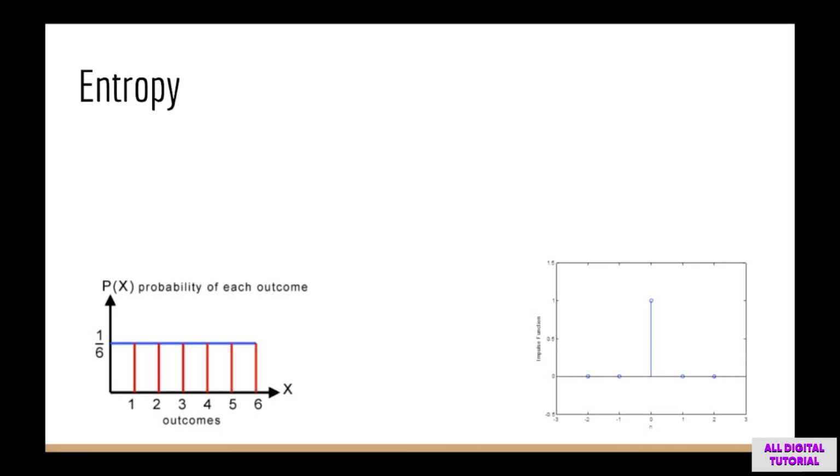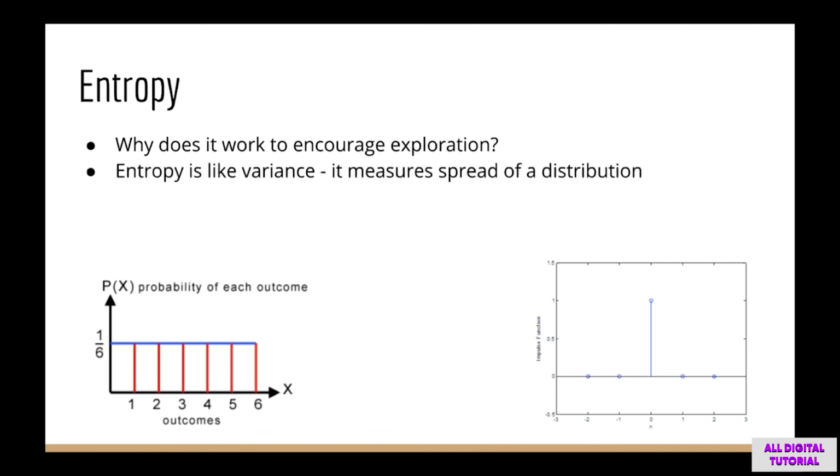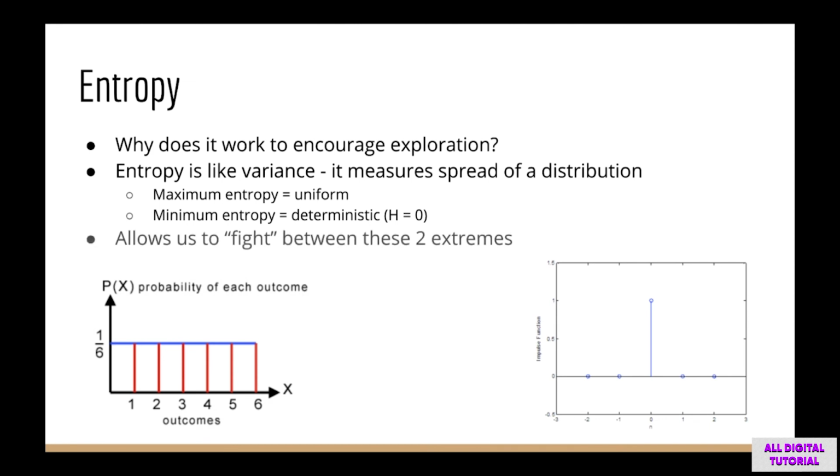In practice, what this does is it encourages exploration. If you recall, entropy is somewhat like variance in that it measures the spread of a distribution. We get the maximum entropy when each event has equal probability, and we get zero entropy when all the probability goes to a single event, or in other words, the outcome is deterministic. So using entropy as a regularization term allows us to fight between those two extremes. One extreme being that all actions are equally probable, and the other extreme being that only a single action can ever be chosen for a given input state.